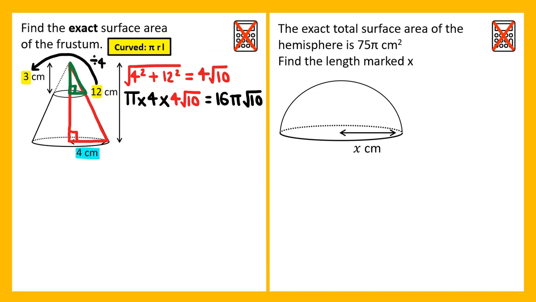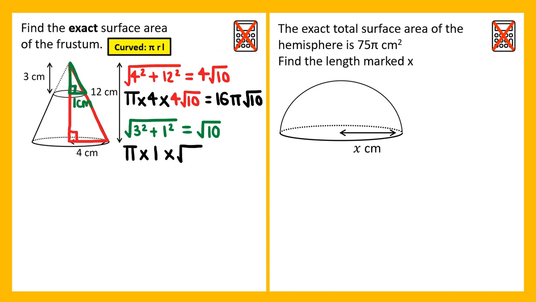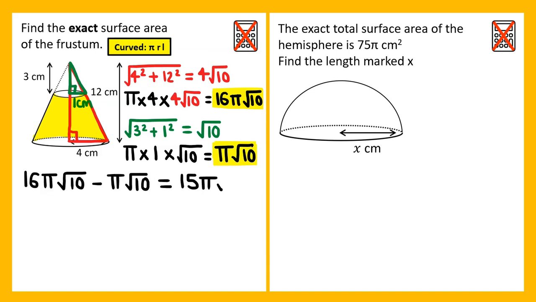So if the radius of the larger cone is 4 centimeters, the radius of the smaller cone would be this divided by 4, which is 1 centimeter. Now I can use Pythagoras' theorem to work out the slant height, the square root of 3 squared plus 1 squared, which is root 10, and the curved surface area of the smaller cone would be pi times the radius multiplied by the slant height worked out as root 10, which is pi root 10. Therefore, the curved surface area of the frustum can be calculated by taking 16 pi root 10 and subtracting pi root 10, leaving me with 15 pi root 10.